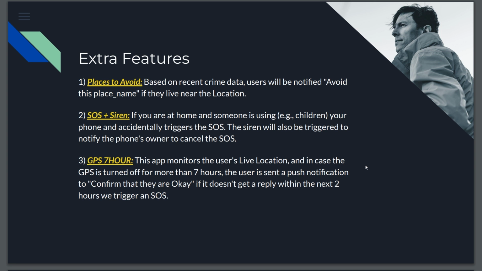Third is GPS 7R. It is a very unique feature. This app monitors the user's live location. Without internet we still have GPS access, so the location service is always on. If the location is turned off for more than 7 hours, it will send a notification to the user asking are you okay, and if you're okay, please turn on the location services, as it helps our app keep a proper database.